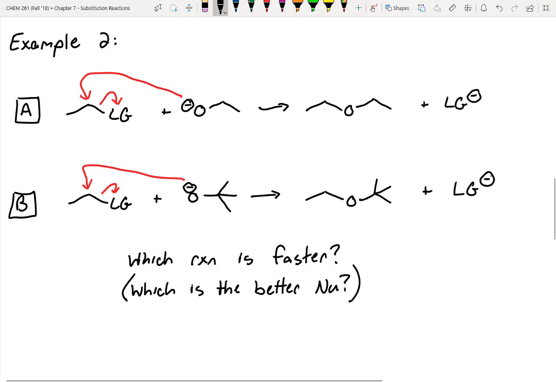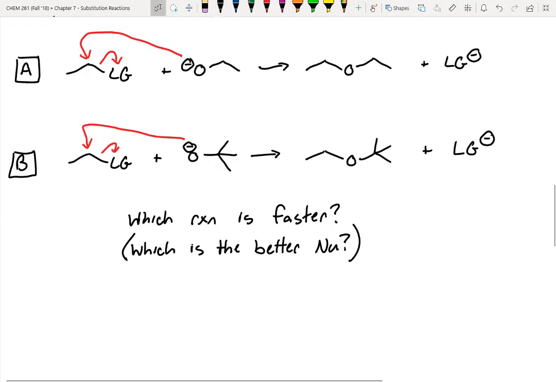So raise your hand if you think A is the better nucleophile. Raise your hand if you think B is the better nucleophile. This is great. Why is A the better nucleophile? It's smaller, right? If you're trying to attack something, you don't want to carry a bunch of garbage hanging off your back, right? You'd rather be tiny and compact like a ninja and sneak in there. All right, so reaction A will be a lot faster.